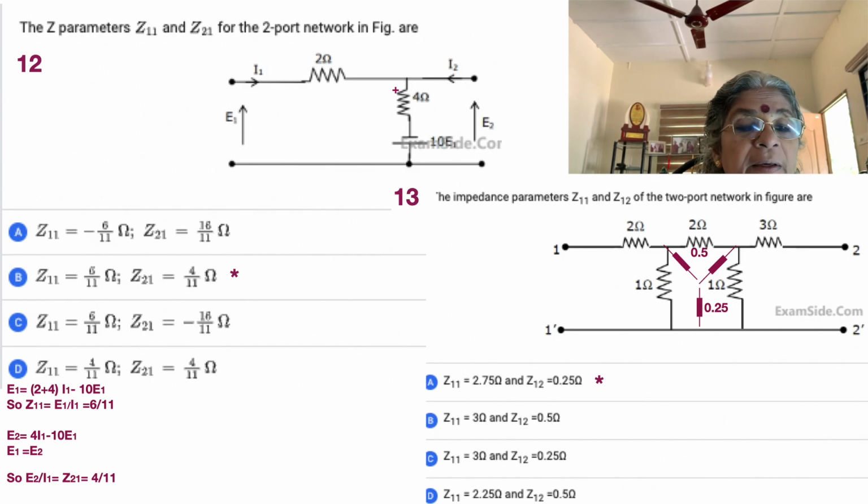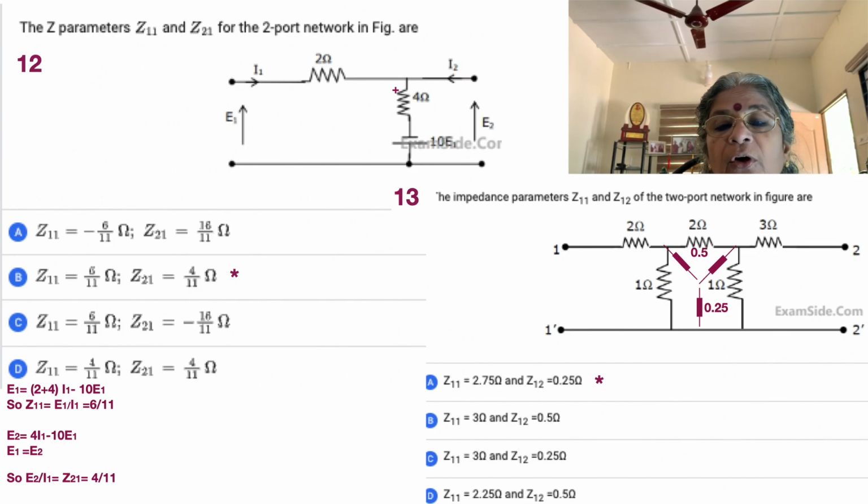So E2 by I1, which is Z21, is equal to 4 by 11. Very simple, because we see that E2 is equal to 4 I1 minus 10 E1, and E1 is the same as E2. So you just collect together all E1 and then equate it to 4 I1. So we see that Z21 is equal to 4 by 11. Of all the options, we see that B is perfectly right.